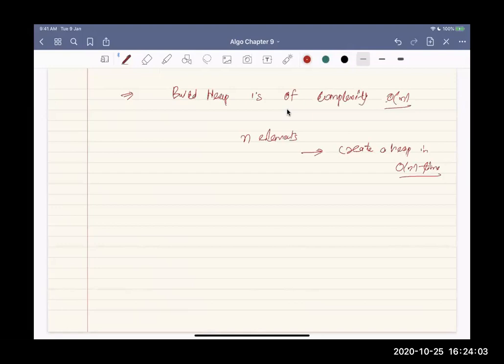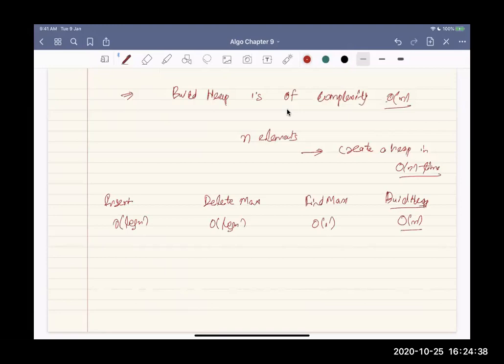So now, we have talked about all the main operations. We have talked about doing insert, doing delete max, find max of course, and build heap. And they are quite good. This is order log n, order log n, order one, order n.